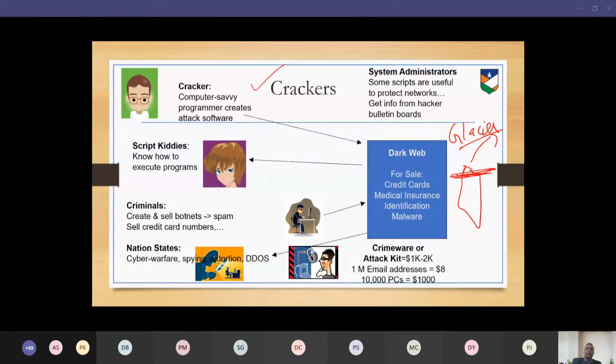That's the level, and most people can hide their own identities, write certain attack software and scripts, and sell them and earn money with the help of untraceable cryptocurrencies like Bitcoin or Ethereum or some other currencies. And for sale, it is not only attack software, but probably credit card information, medical insurance information, identification, and malware.